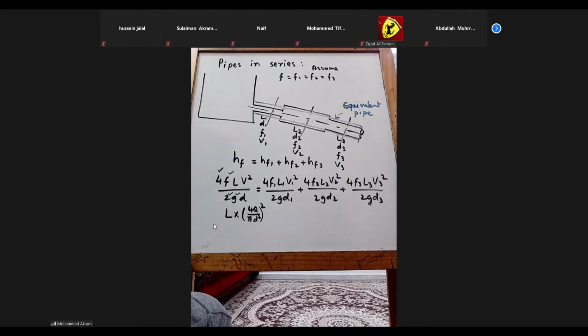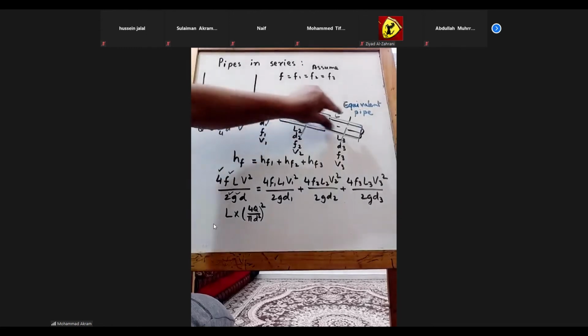Velocity is equal to, see, Q is equal to pi by 4 d square into velocity, right? So velocity is equal to 4Q divided by pi d square. Doctor, why don't we write it as Q over A? Because I need the equivalent pipe diameter.